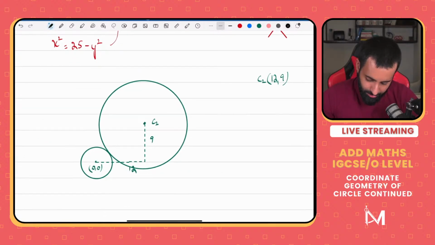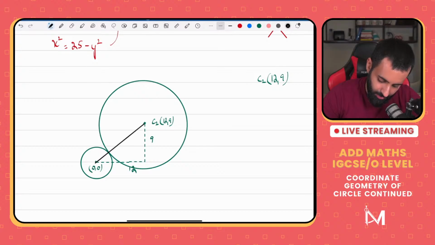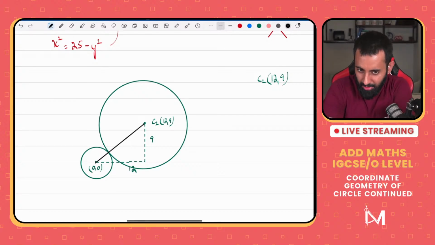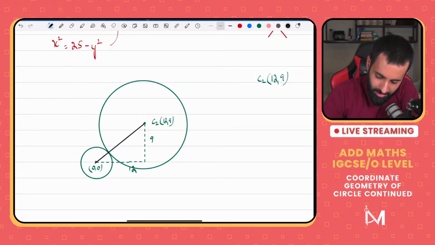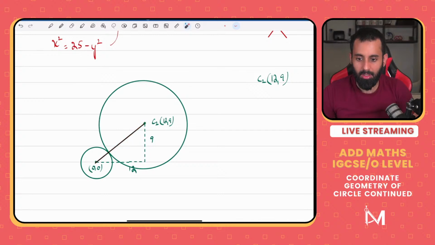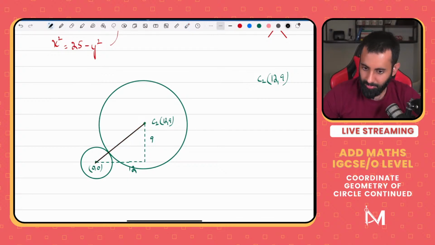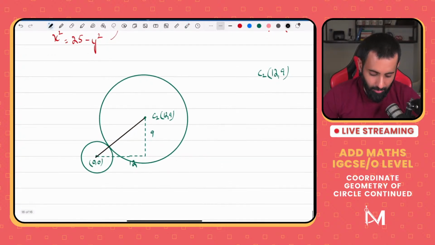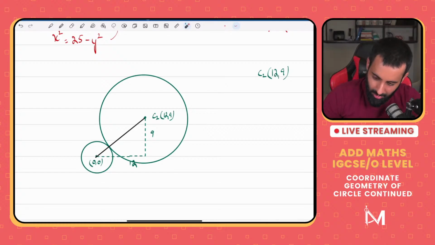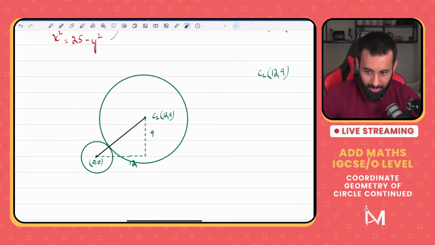Let's write down the coordinates first, 12, comma 9. What if I join the two centers and make a straight line? Will I be able to find the equation of this line, line C1 C2? Yes, we will be. And where is this line intersecting? This line is intersecting the circle at the point where the two circles are touching.